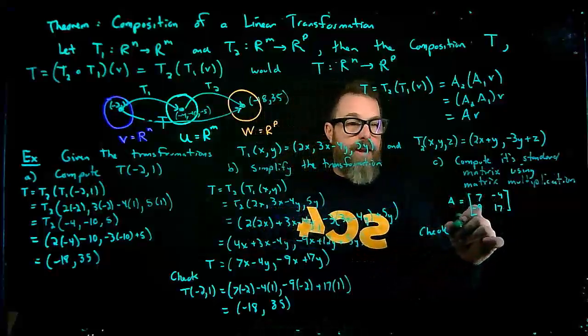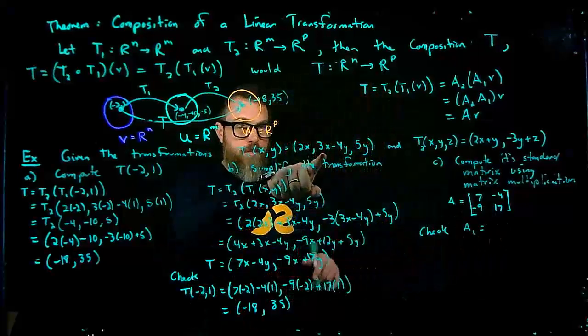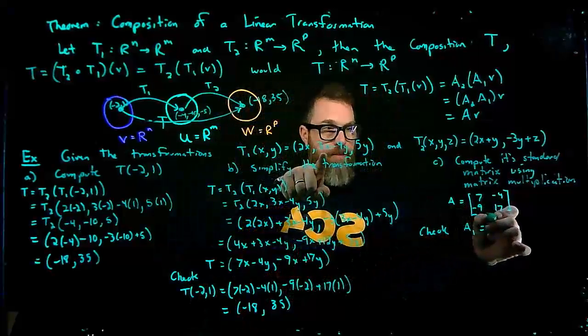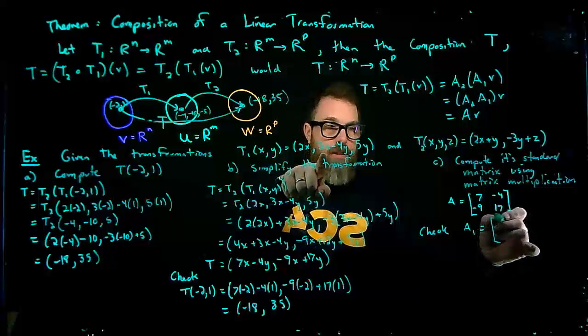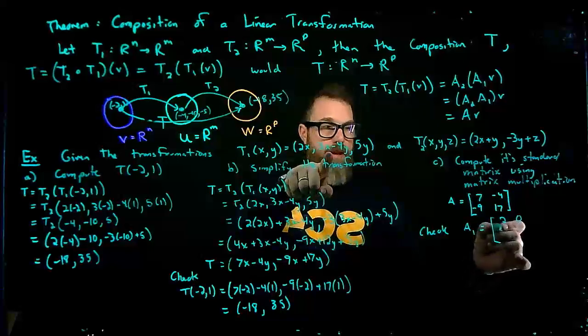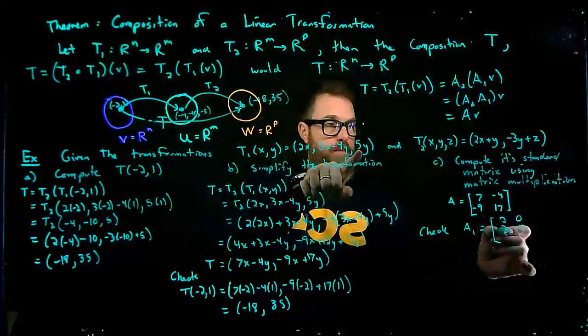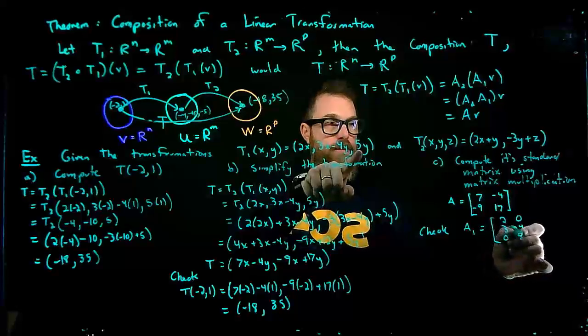So how would we find A1? A1 is going to be the standard matrix of this. That means the first row is going to be 2x, 0y. Next is going to be a 3, and this is going to be a -4. And then next is going to be 0x, and then a 5.